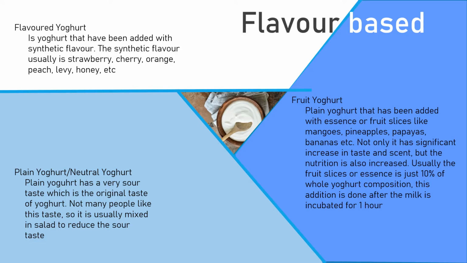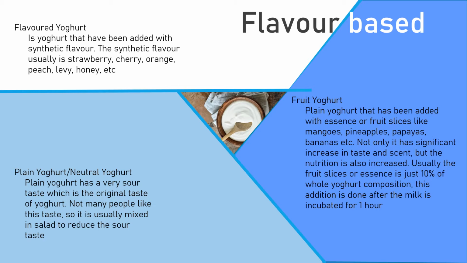From the flavor, there are three types of yogurt. The first one is flavored yogurt, the second one is plain yogurt, and the third one is fruit yogurt. Flavored yogurt is yogurt that has been added with synthetic flavor. The synthetic flavor usually is strawberry, cherry, orange, peach, lime, honey, and so on. Plain yogurt or natural yogurt has a very sour taste, which is the original taste of yogurt. Not many people like this taste, so it is usually mixed in salad to reduce the sour taste.